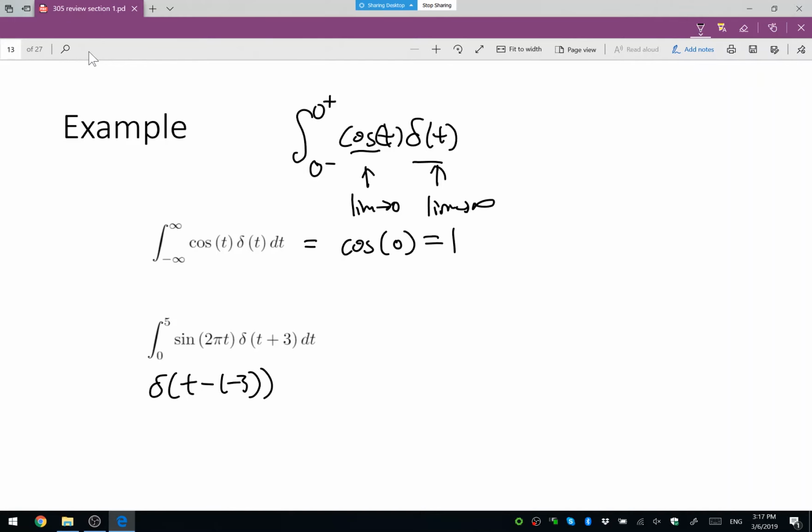Okay, did we talk about the second one? So let's continue. Delta t minus 3. For this part, the position is minus 3, but the range is from 0 to 5. So minus 3 is not inside the range, so this one just equals 0.